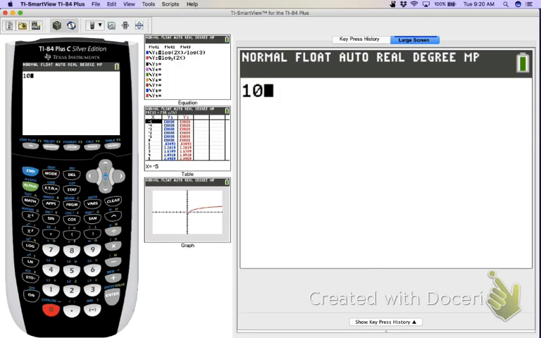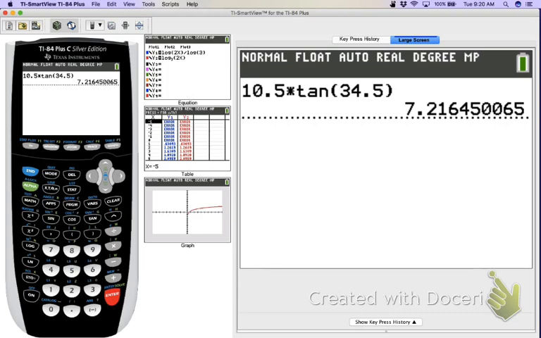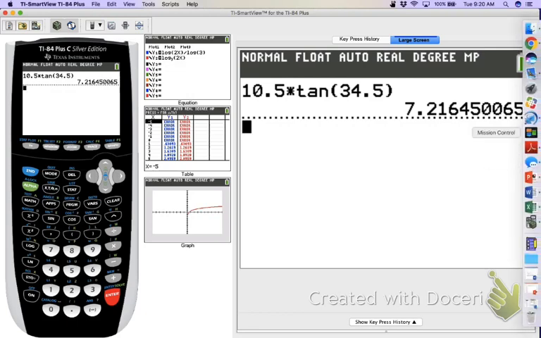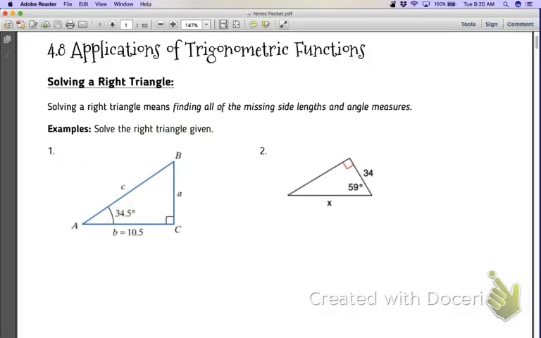So I'm going to have 10.5 times tangent of 34.5. Close the parenthesis and hit enter. I'm going to round it to 1 decimal place, so it's going to be 7.2 as far as my length. So I go back to my length and I have A is equal to, we'll just say 7.2.